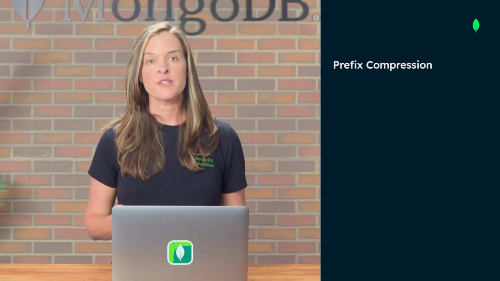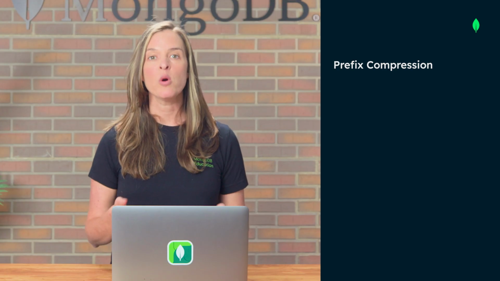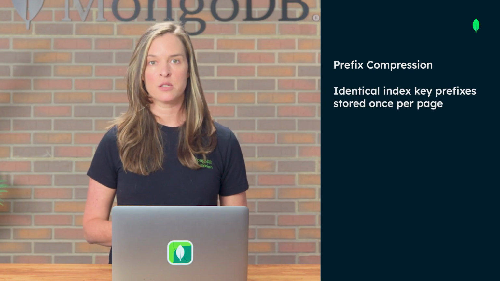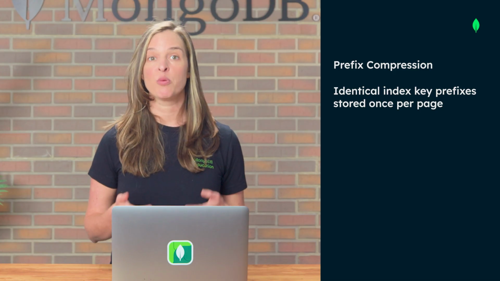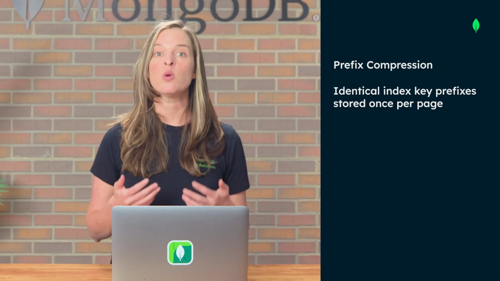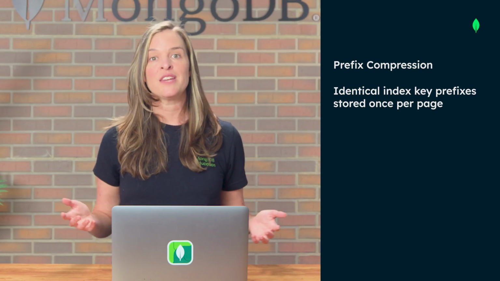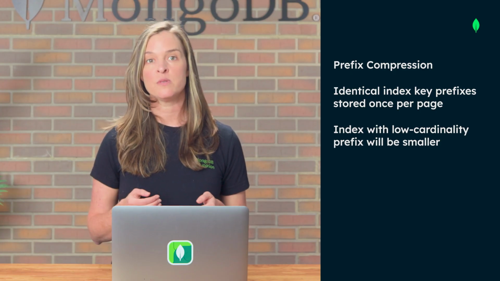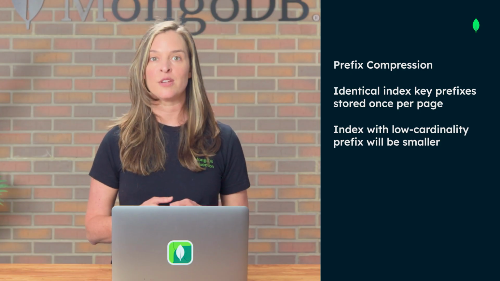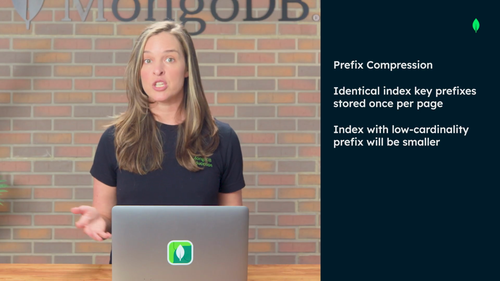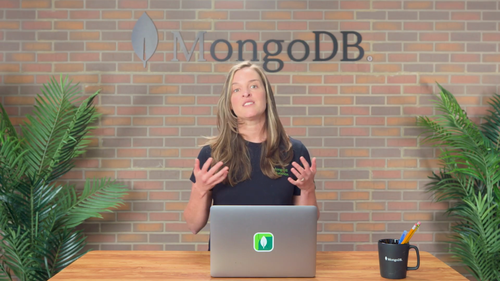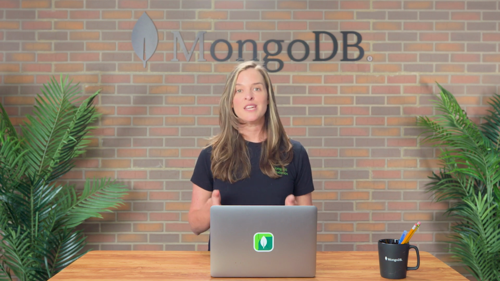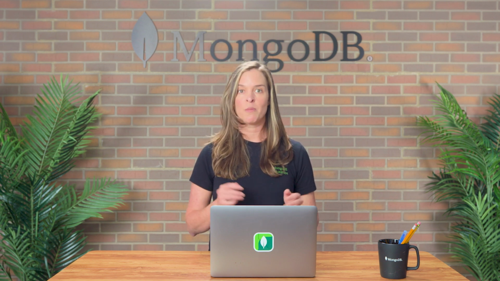MongoDB uses prefix compression to store index keys more efficiently by storing identical prefixes only once per page. So the more identical prefixes that we have, the fewer we have to store. This means that if the index prefix includes a field with a low number of distinct values, otherwise known as a low cardinality field, then the index will actually be smaller. A smaller index means more efficient resource usage, so we want to take advantage of prefix compression whenever possible.